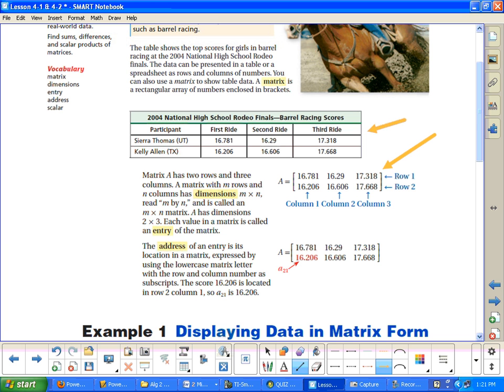A lot of times they use the letters M and N, so an M by N matrix. That is how many rows there are by however many columns there are. Each value in the matrix is called an entry. The address of an entry is its location in the matrix.